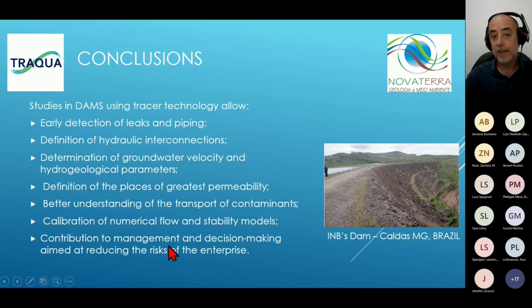and contribution to a better management of these dams, to better decisions, to reducing risks of the companies of these ruptures.